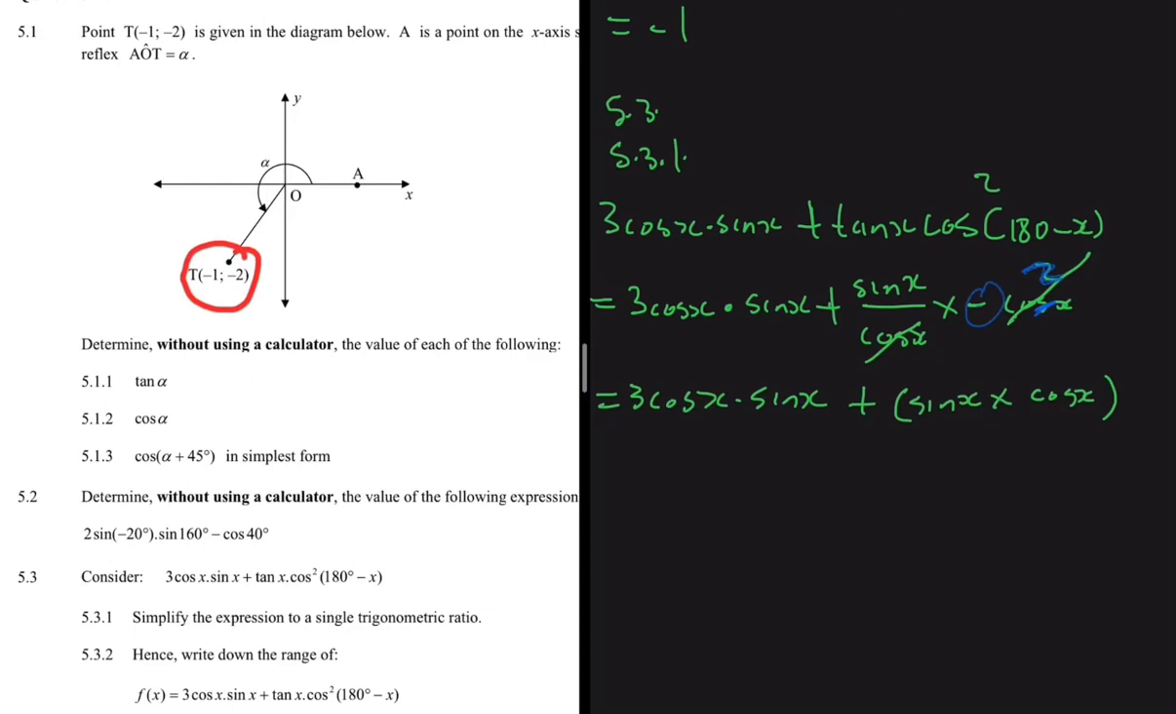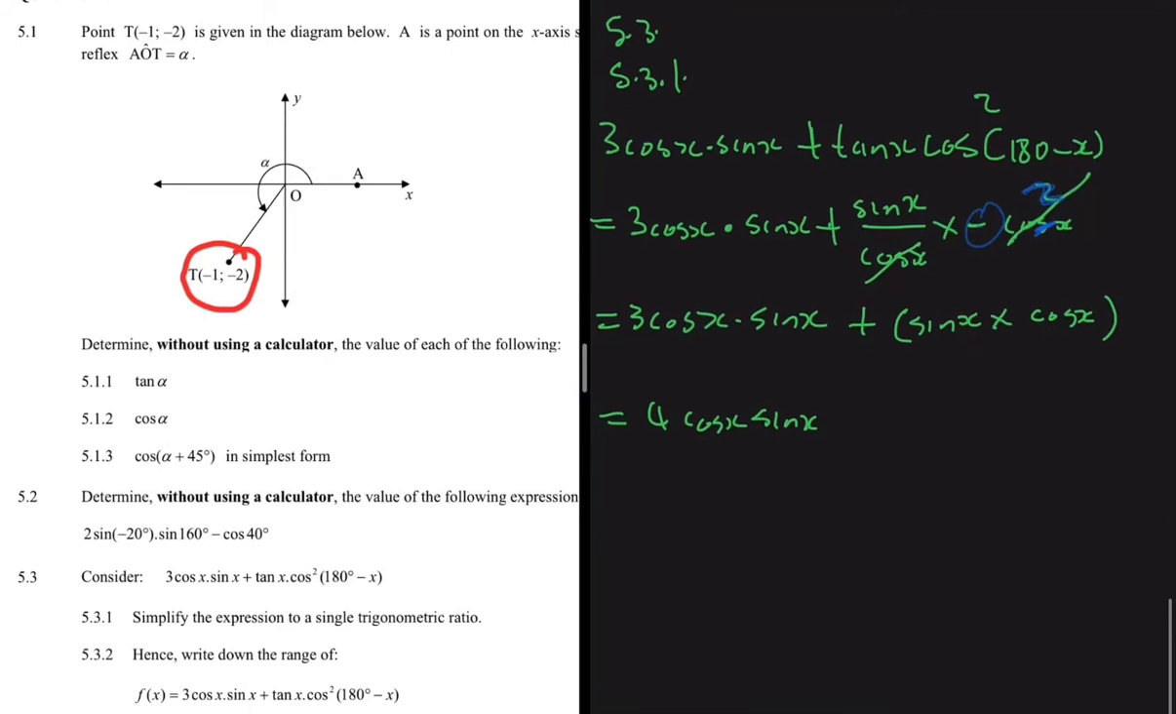So now we have 3 cos x sin x plus sin x cos x. So that will basically just be equal to 4 cos x sin x. Look at it and tell me if it doesn't make sense. So now we have 4 cos x multiplied by sine of x. So we can apply another trig identity. In trigonometry, you have to know all the trig identities by heart. There's no other way.